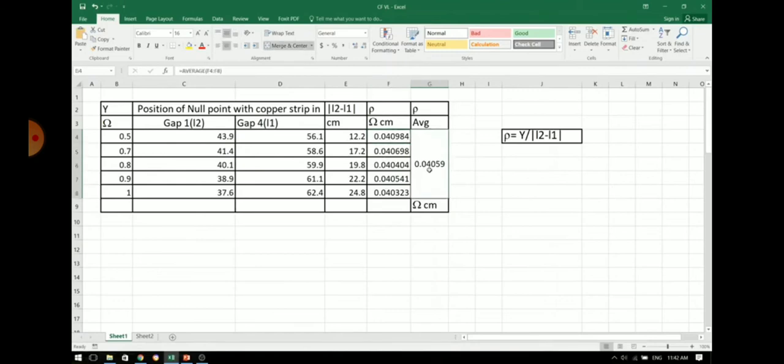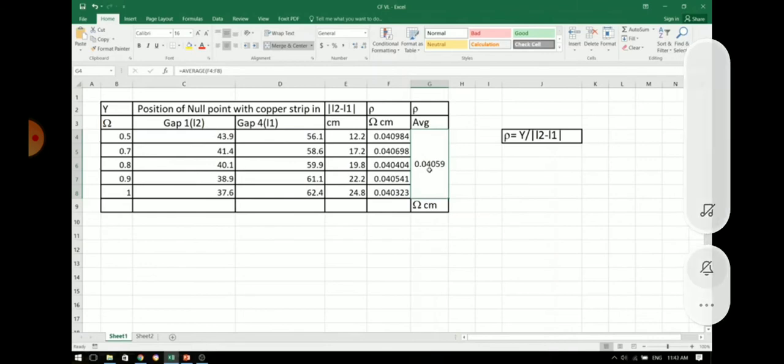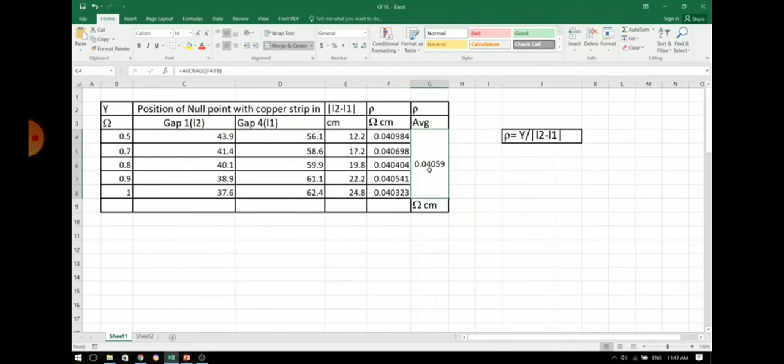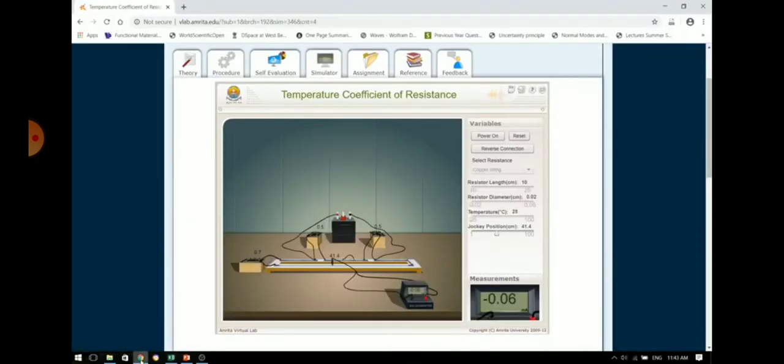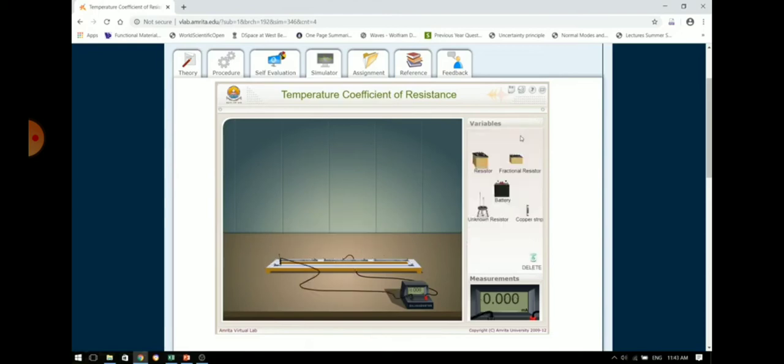Like that we have to take different values of Y, and each time you calculate rho, and then calculate the mean rho. Out of all the 4 or 5 readings, you calculate the average rho, which is the resistance per unit length. Then again come back to your circuit. Then you reset the circuit: click on the reset button and go back to your initial position, the original circuit.